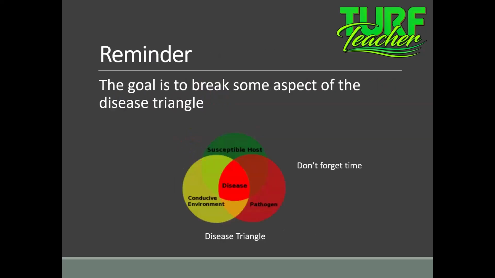And so here's this disease triangle. The goal is to break some aspect of it. When all these three come together with time, we're going to have the disease. And this is what we call the disease triangle. Again, the susceptible host, the conducive environment, and then there has to be the pathogen. Sometimes we may only have one or two of these parts of the triangle, but when we have all three and they merge together, over a period of time, the disease is going to develop.